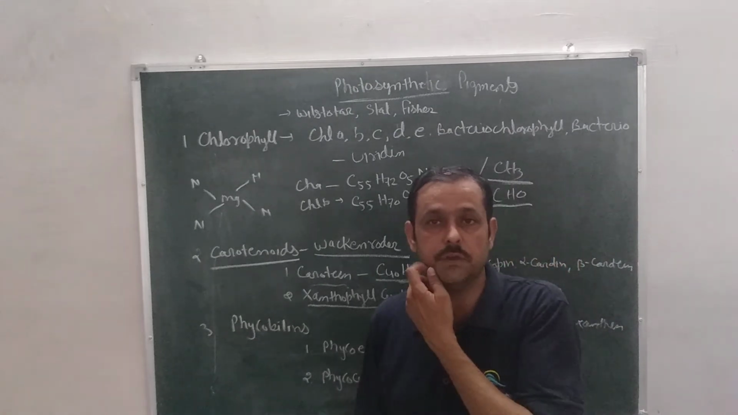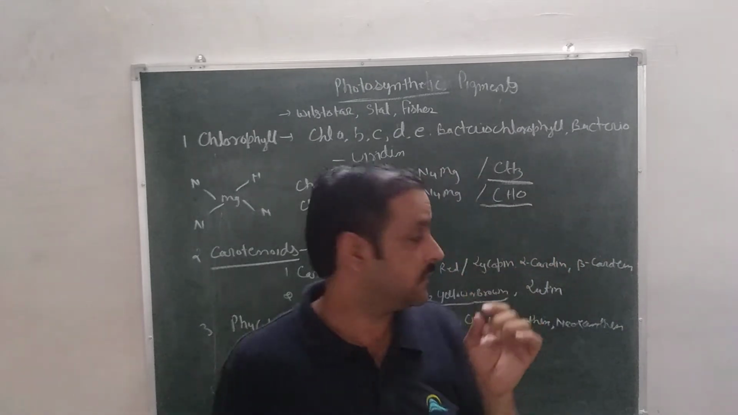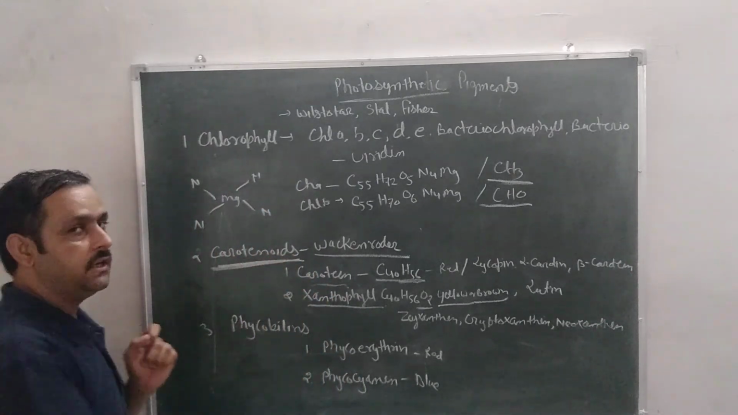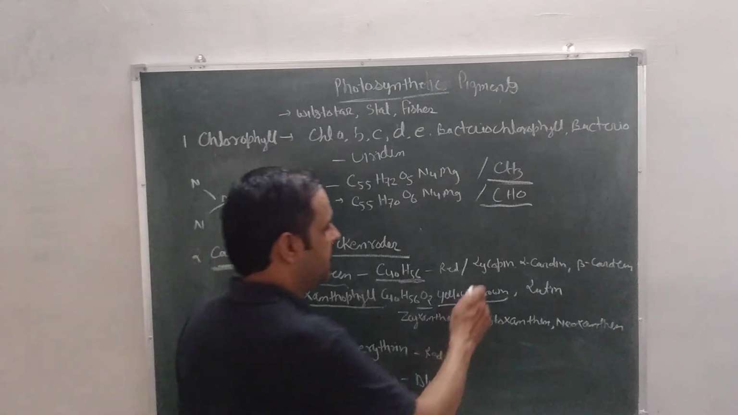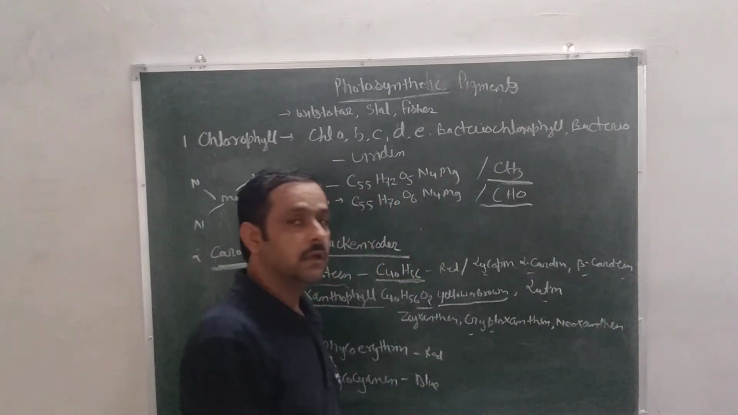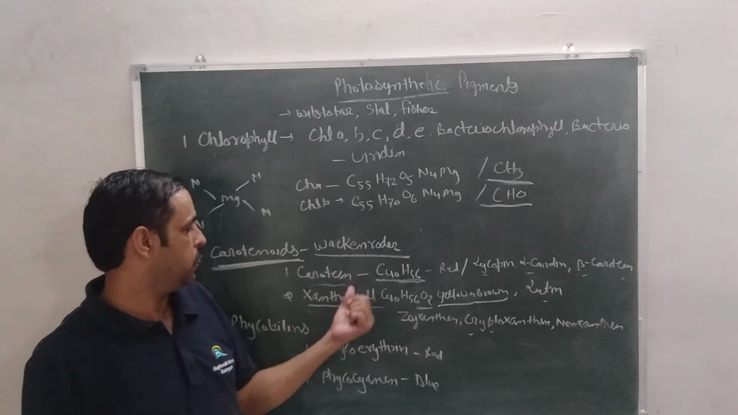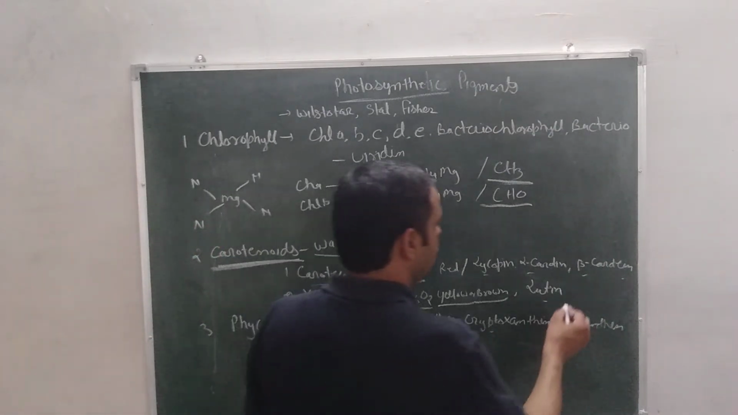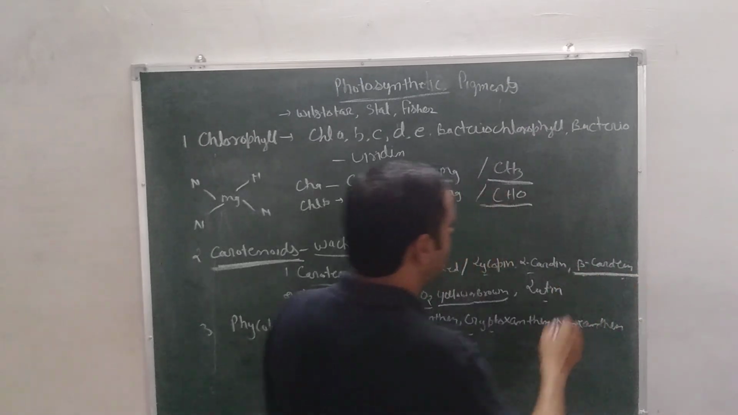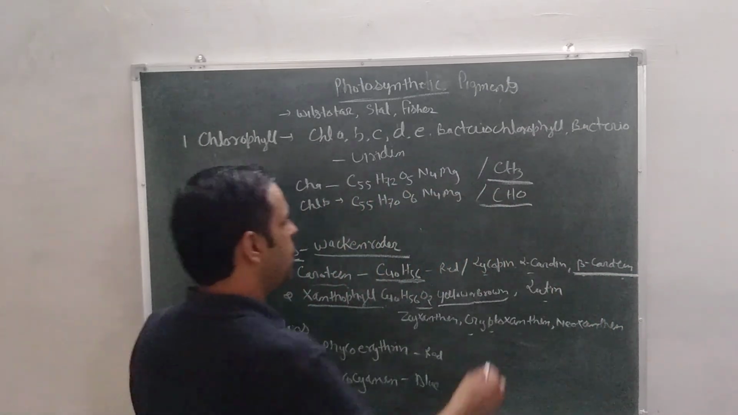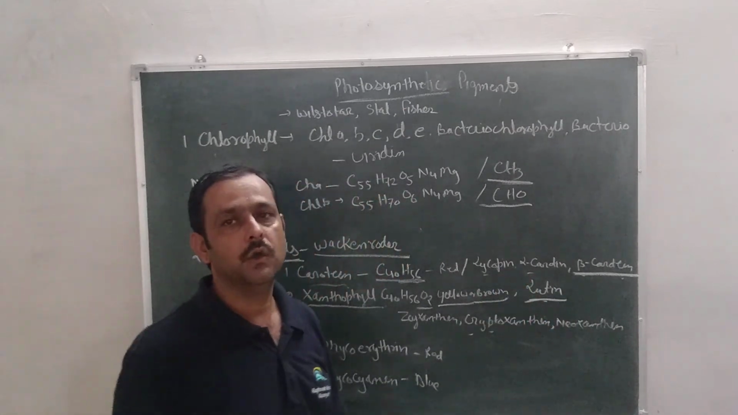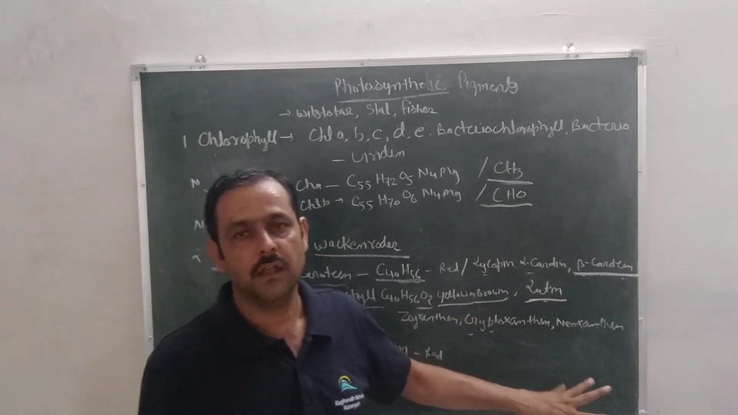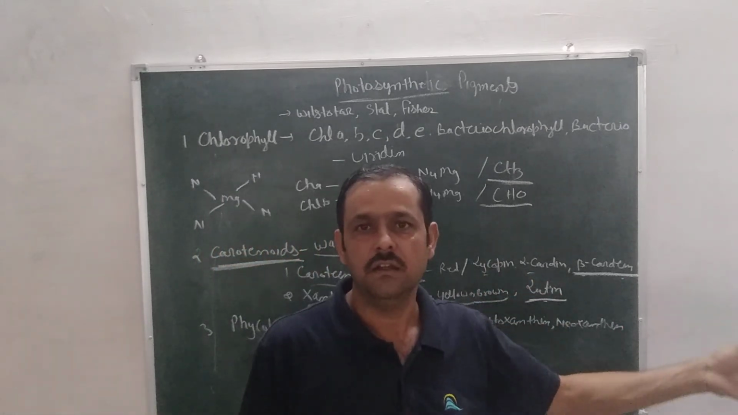Here a one-mark question is again possible: which carotenoids, which carotenes are present in all plants? Here we can write some examples, but there are two pigments, one carotene and one xanthophyll, present in all the green plants. You have to remember, beta carotene and lutein are the pigments present in all green plants, and other examples are present in some other plants.